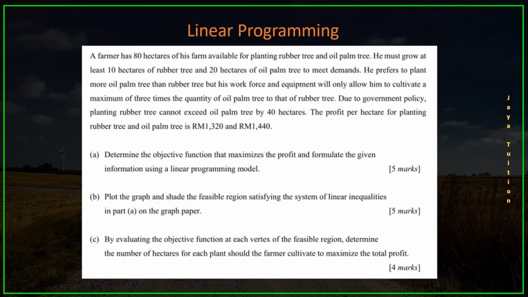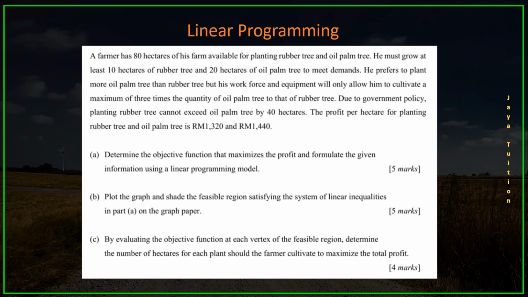In this question, it has been given that a farmer has 80 hectares of farm available for planting rubber tree and oil palm tree, and he must grow at least 10 hectares of rubber tree and 20 hectares of oil palm tree to meet the demand. And he prefers to plant more oil palm tree than rubber tree.